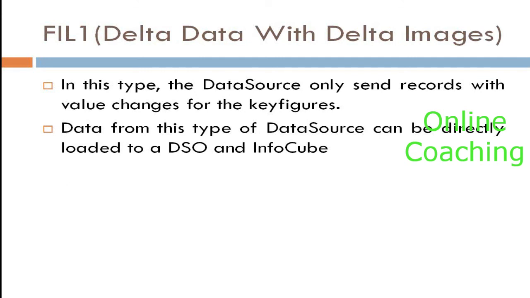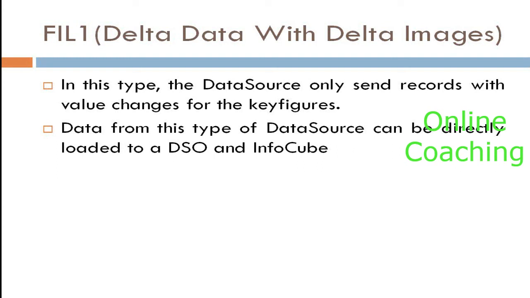FIL1, delta data with delta images. In this type, the data source only sends the records with the value changes for the key figures. What does it mean? It picks up only transaction data values, not characteristics, not master data. You need to be very careful here. FILO is for both master data and transaction data. If you have a situation where changes are only in the transaction data, not in the master data, obviously there won't be changes in the master data on a regular basis. Always there will be changes only in the transaction data.